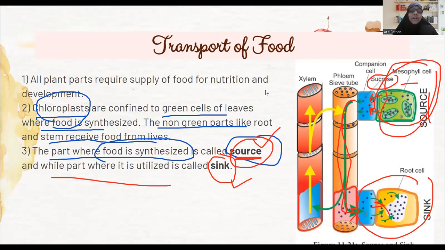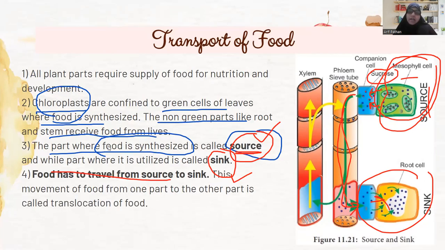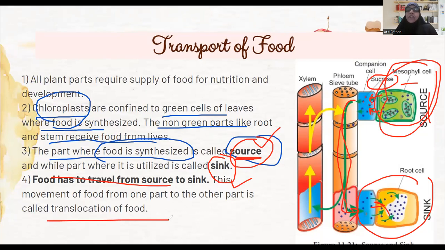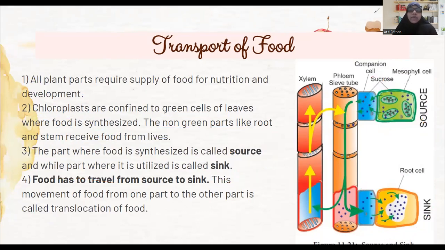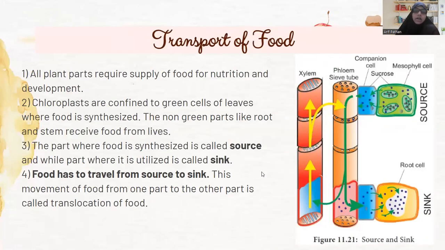Right? So food has to travel from the source to the sink, and this movement from one part to another part is known as translocation of food. Okay, so two keywords, source and sink. Food is synthesized at the source, and wherever it is utilized, sink. So the food will move from the source to the sink, and this is known as translocation or transportation of food.